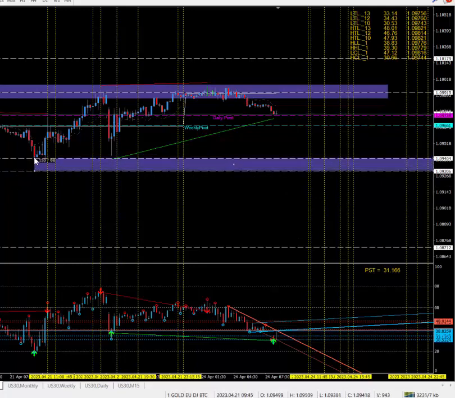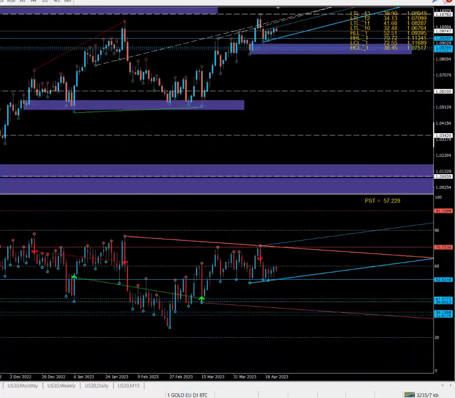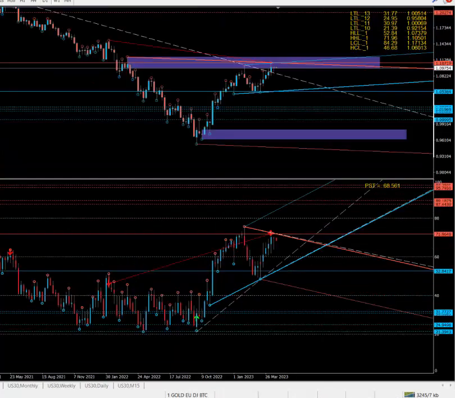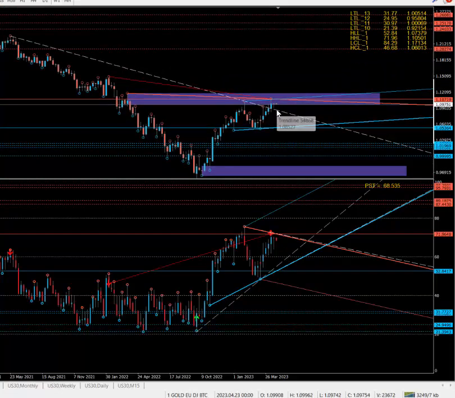This will be the support zone, but we should break below it because we should head down into this zone. And then this should break as well. So on the weekly, we've got a long way to come down, as you can see here. Take this line as a guideline.